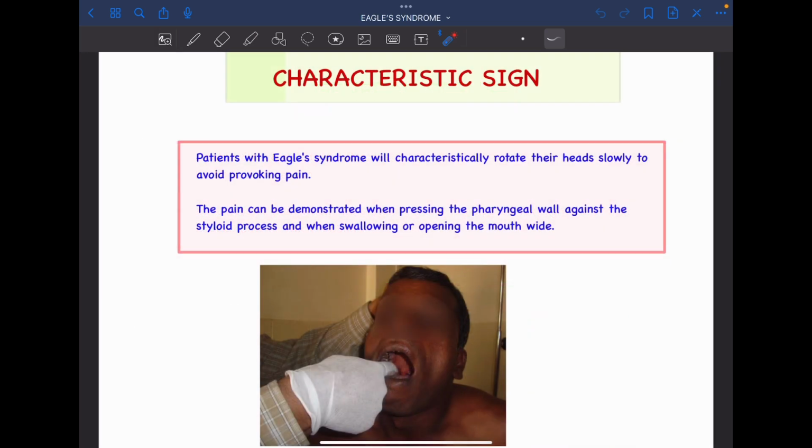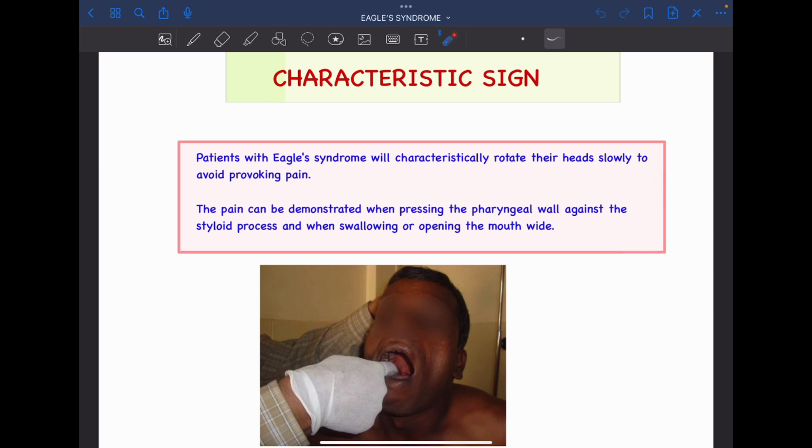Moving on further, there is a characteristic sign which almost confirms the diagnosis of Eagle syndrome, right? So before delving into that, just pay attention to this line. Patients with Eagle syndrome will characteristically rotate their head slowly. Very important, right? So patients who have this particular disorder rotate their head slowly. Why? Because to avoid the pain, right? So what happens when the styloid process is elongated? It tends to compress upon the surrounding structures, right?